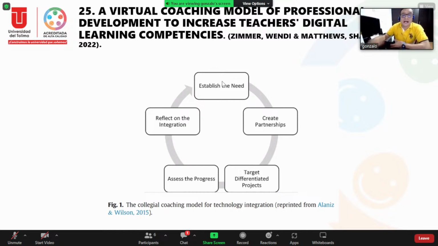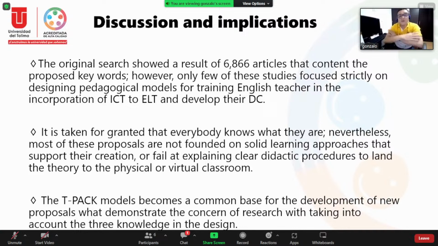Okay, so those are the models that I stood out and found really interesting. And these are the discussion and implications of the literature review that I made. First of all, I can tell that the original search, as I told you, gave a result of 6,866 articles. However, as you saw, only 25 are specifically related to ELT or to developing pedagogy and educational skills in teachers.